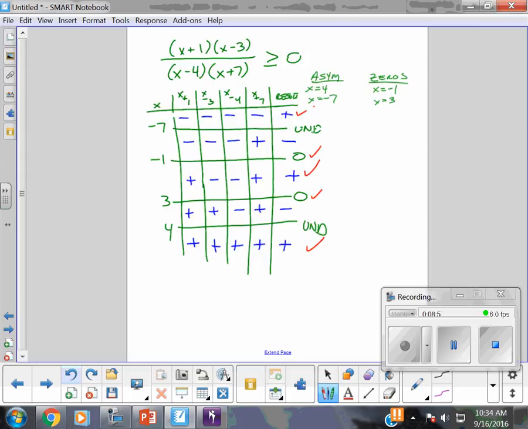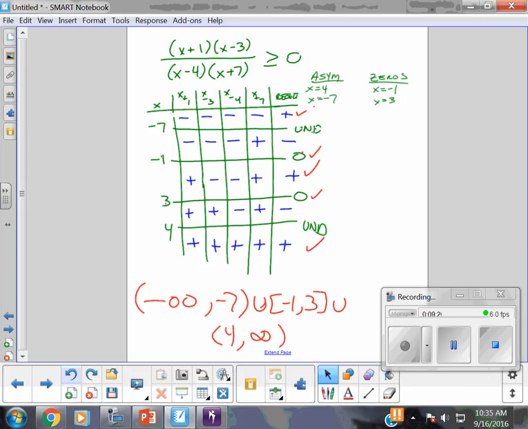All right, so it goes from negative infinity to negative 7. It can't include negative 7 because negative 7 is undefined. It's an asymptote. And it goes from negative 1 to 3, includes both endpoints, so those are not open. They are closed. And the last one starts at 4, can't include 4, and goes to positive infinity.